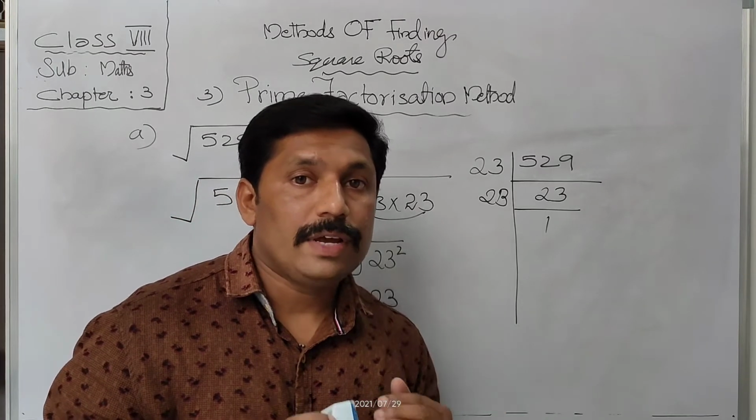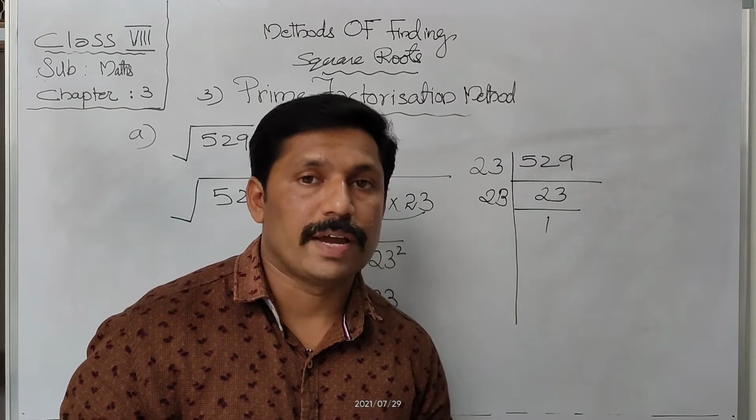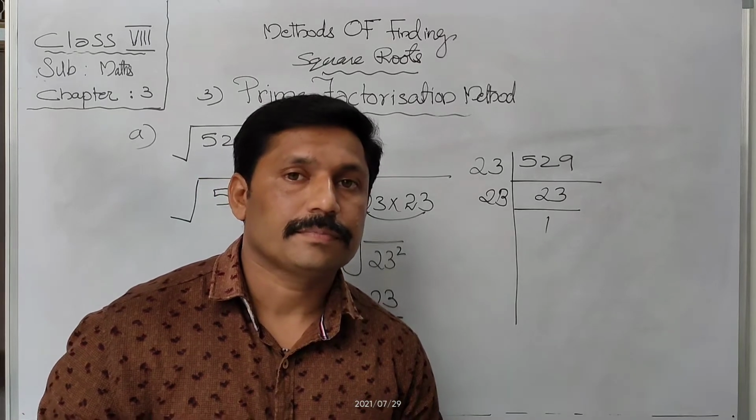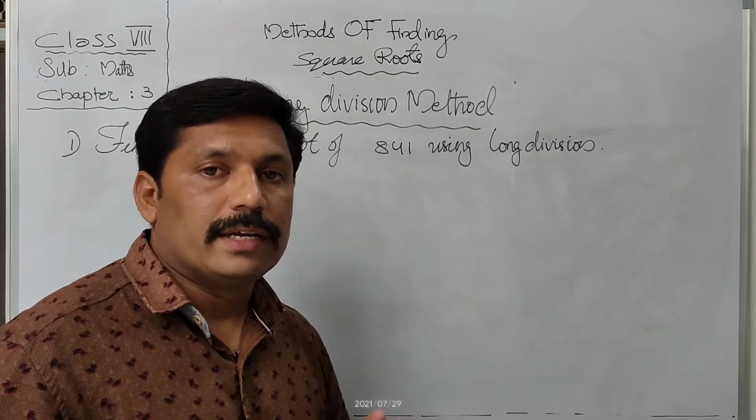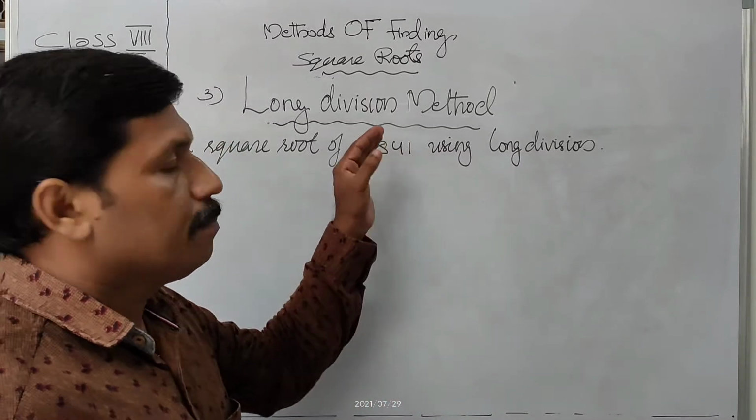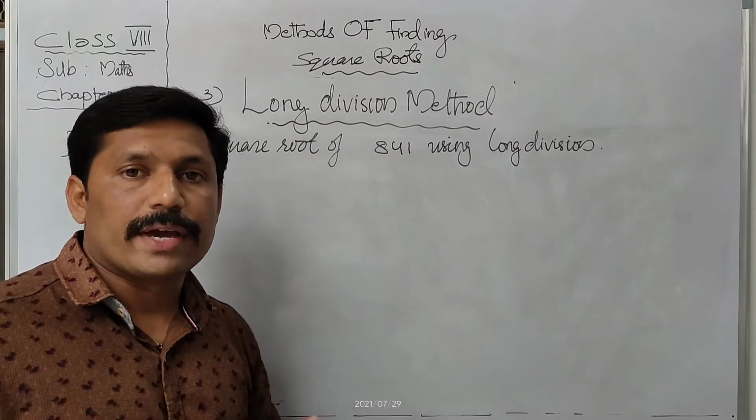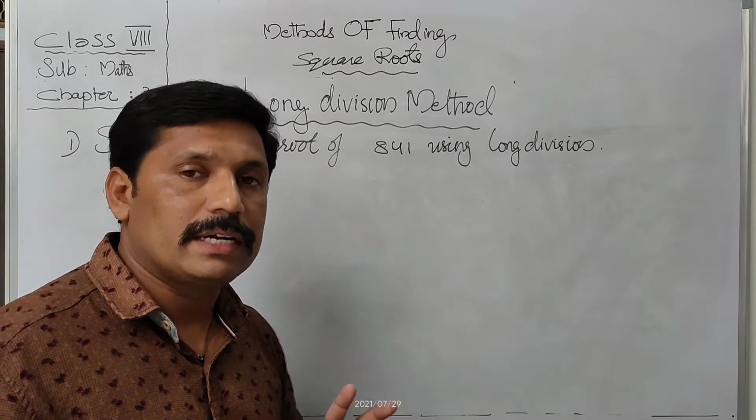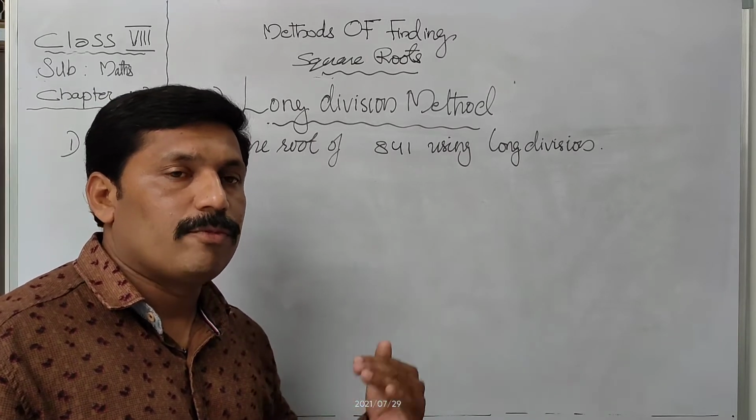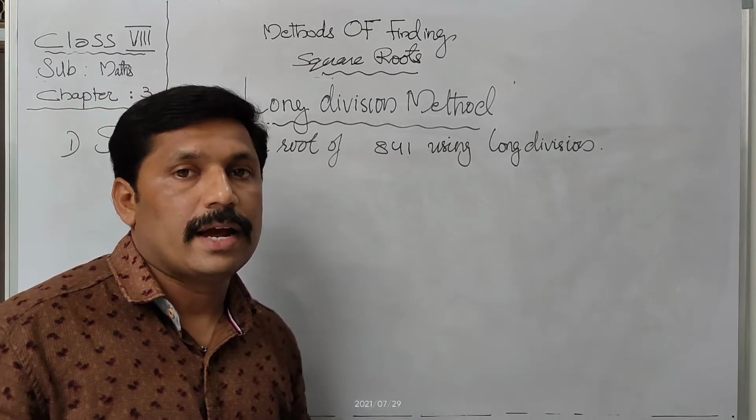Okay. Now we are going to discuss the next method of finding square root, or the last method of finding square root. That method is the long division method. Okay, students, the last method of finding the square root of a number is the long division method. How can we find the square root of a number using the long division method? These steps I will explain one by one when I solve one example. Then we can clearly understand it.